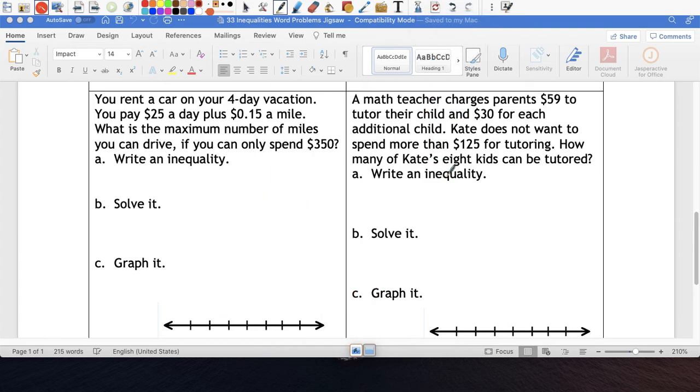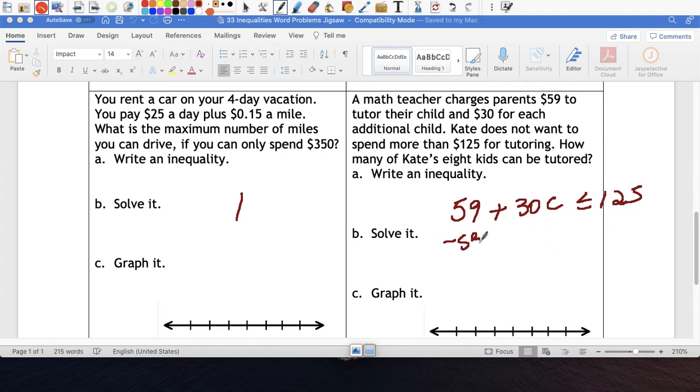A math teacher charges $59 to tutor a child and $30 for every additional child. Kate does not want to spend more than $125 on tutoring. How many of Kate's 8 kids can be tutored? Right. We know that the first child is $59 plus $30 per child, and then it has to be less or equal to 125 because she doesn't want to spend anything more than that. But we know one child for sure is going to be tutored, and that is for the $59. So after the $59, how much money do we have left at $30 per child?